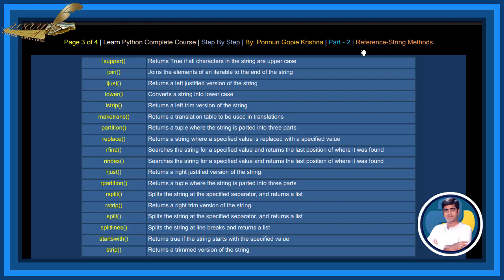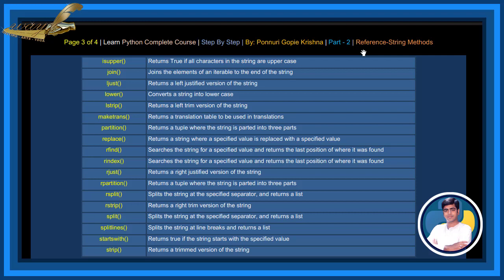Maketrans method returns a translation table to be used in translations. Partition method returns a tuple where the string is parted into three parts. Replace method returns a string where a specified value is replaced with a specified value. Rfind method searches a string for a specified value and returns the last position of where it was found.